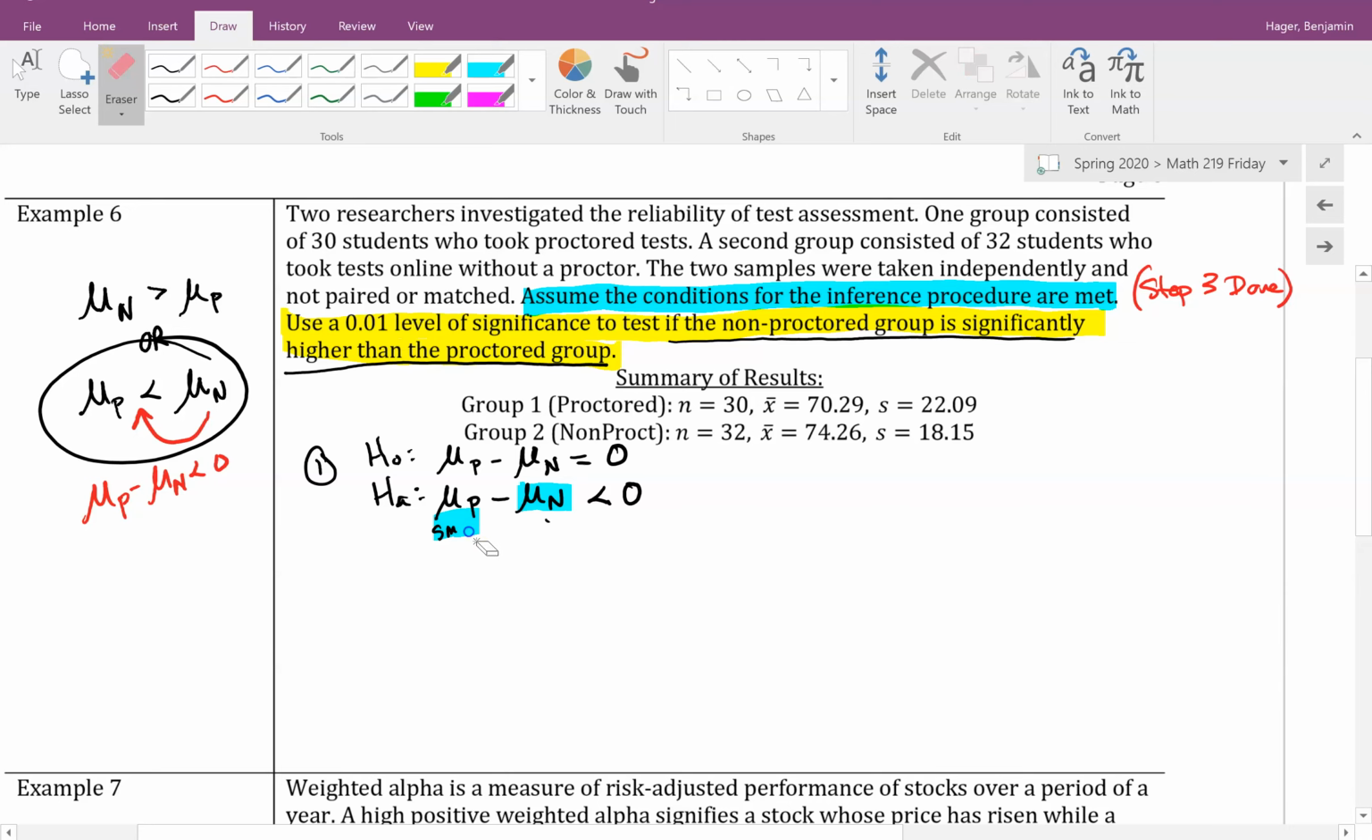I'm going to erase this so we don't get confused with what it's saying. And they told me that alpha is 0.01. All right, this is a 2-sample t-test. Step 3, done. Oh, I like that. That feels good.